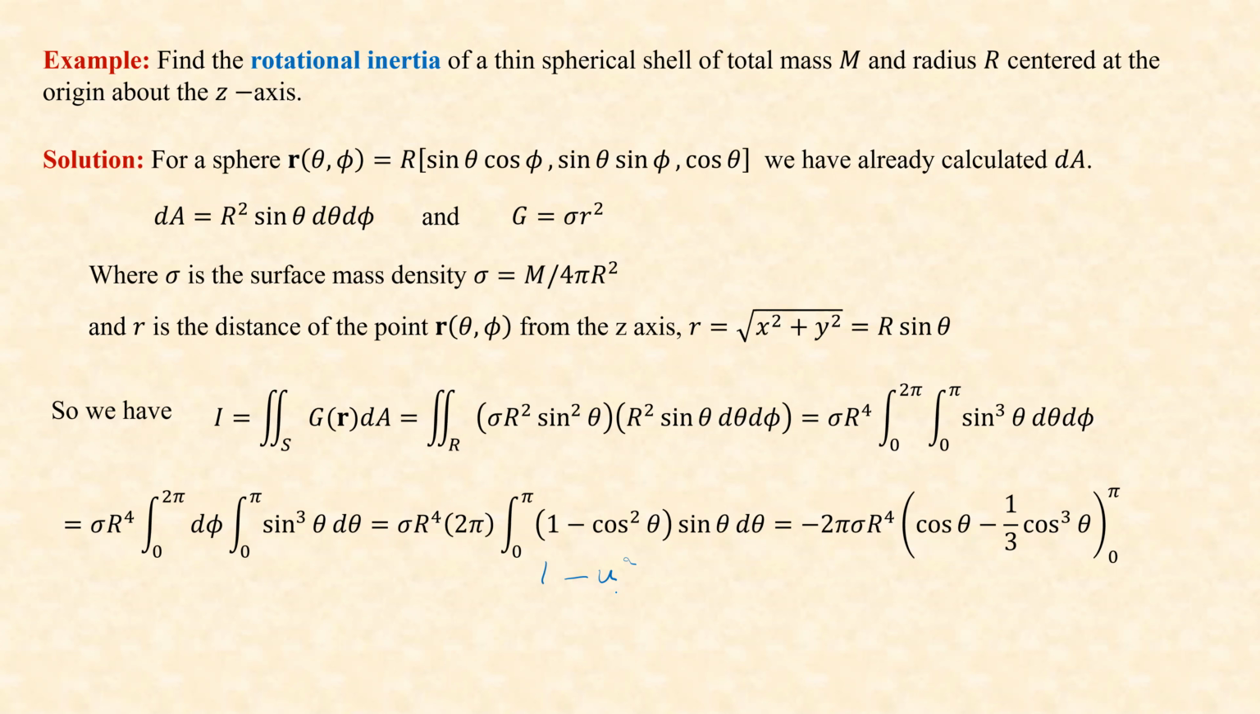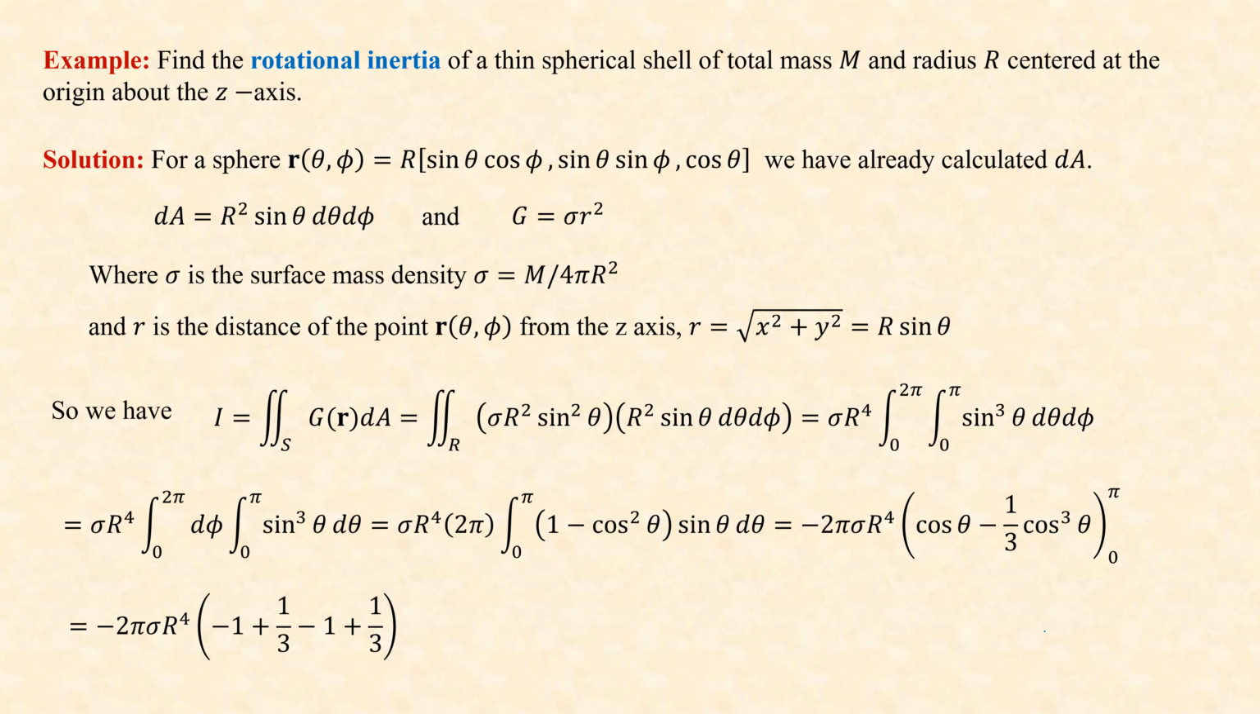So if you put pi, cosine of pi is negative 1, so it becomes negative 1 minus 1 third times negative 1 cubed. So it becomes negative 1 plus 1 third, right? And then for 0, you get cosine of 0, which is 1, again minus 1 third, and there's a negative sign in front, so it becomes negative 1 plus 1 third.